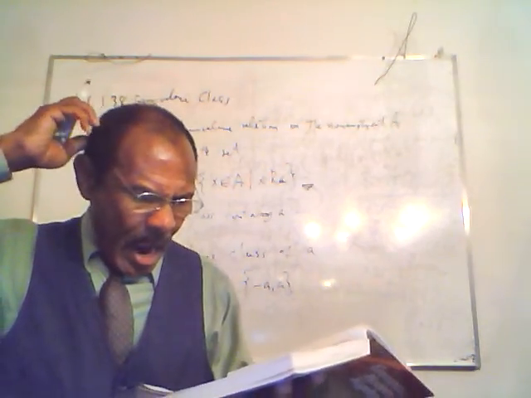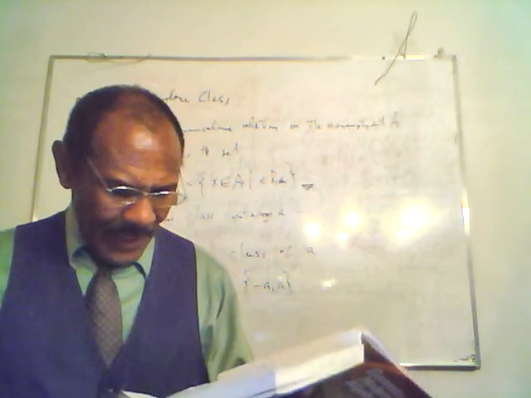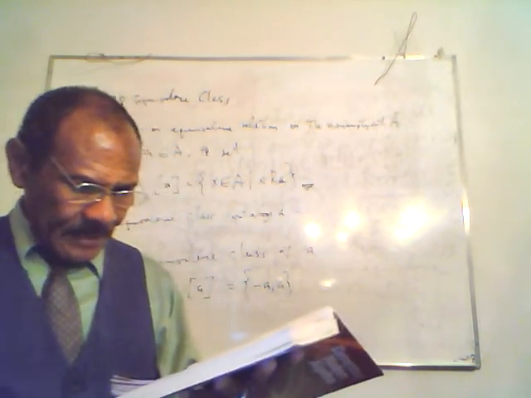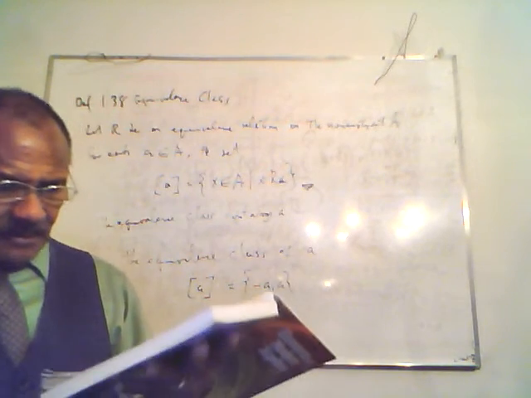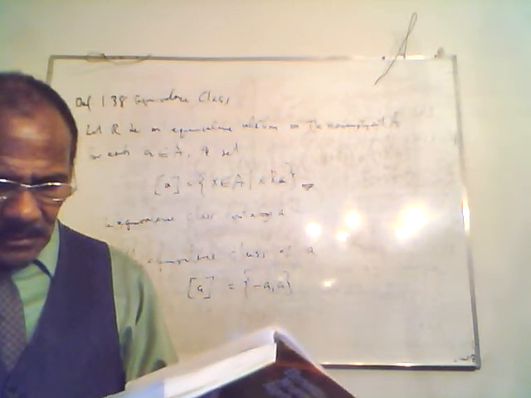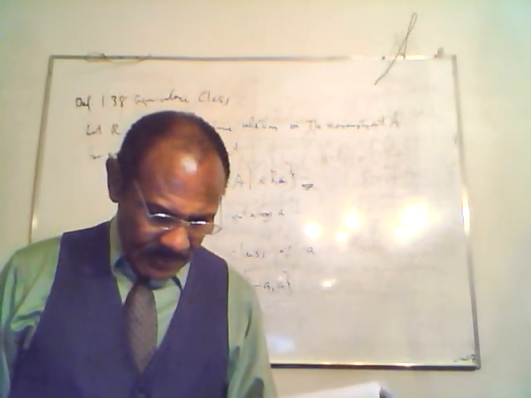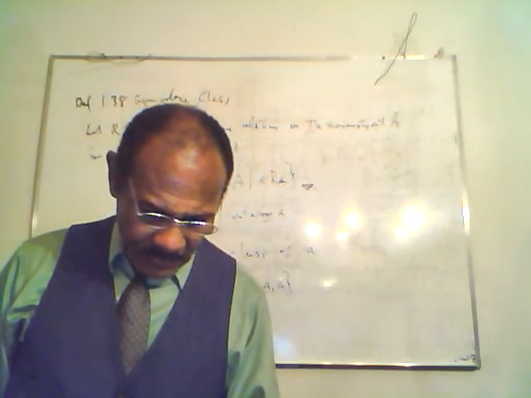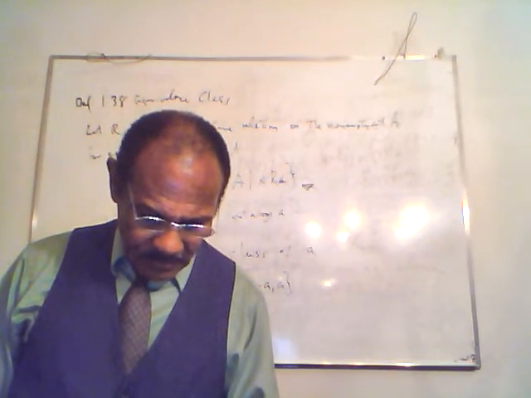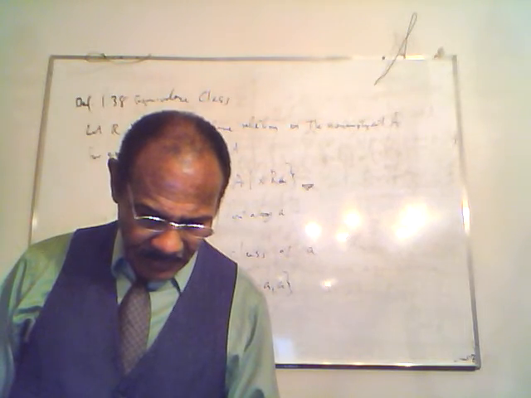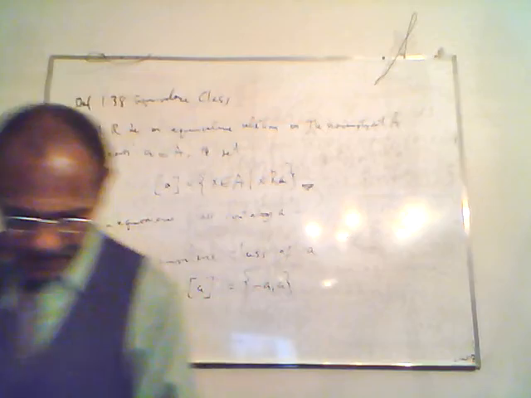Similarly, the other equivalence classes are given by negative 7, negative 3, 1, 5, 9; negative 6, negative 2, 2, 6, 10; and the equivalence class of 3 would be negative 5, negative 1, 3, 6, 1. That's what you have there.